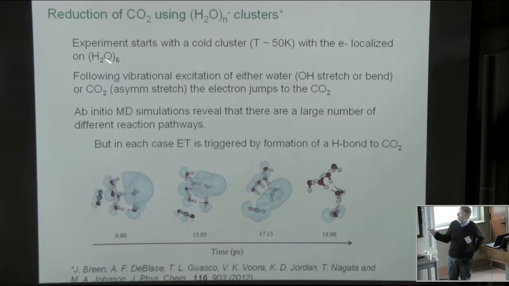So what Mark has done is he's made the negative ion of water 6-. That's shown right here. In fact, all the waters are pointing OHs in the same direction, so this is a dipole-bound ion. This is well characterized vibrationally. And then he puts on the back of this a CO2. So even though it is exothermic for the electron to go onto the CO2, he can prepare this where the electron is on the water cluster. He then vibrationally excites one of the waters, either the bend or the OH stretch, or he excites the asymmetric stretch of the CO2, and then that promotes the reaction. That goes on to make CO2-.